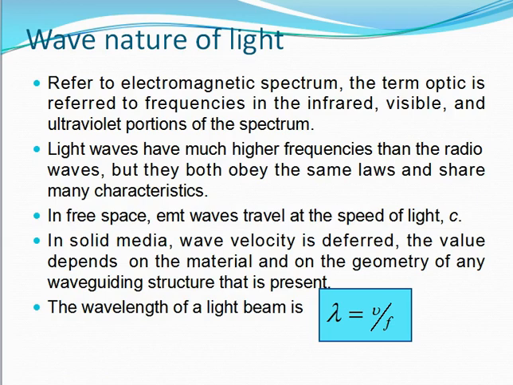Refer to the electromagnetic spectrum. The term optic actually refers to frequencies in the infrared, visible and ultraviolet portions of the spectrum. Those three are referred to as the optic spectrum. Light waves have much higher frequency than radio waves, but they both obey the same laws and share many characteristics. In free space, electromagnetic waves travel at the speed of light.